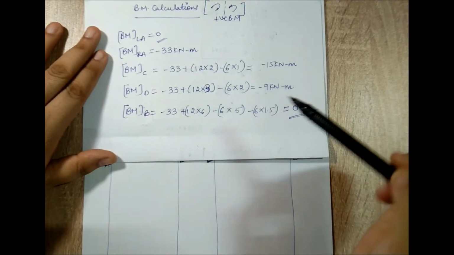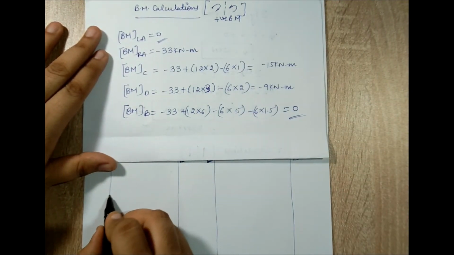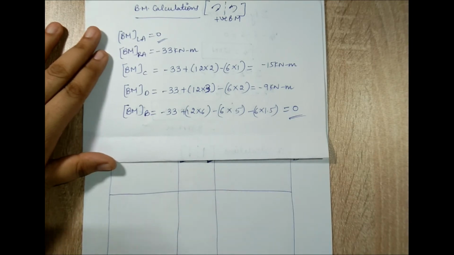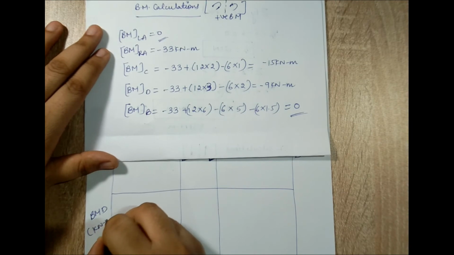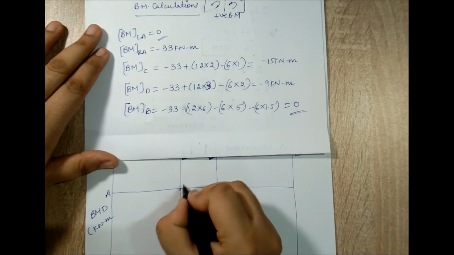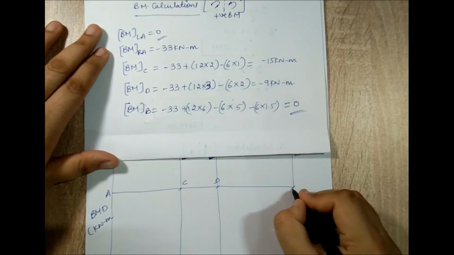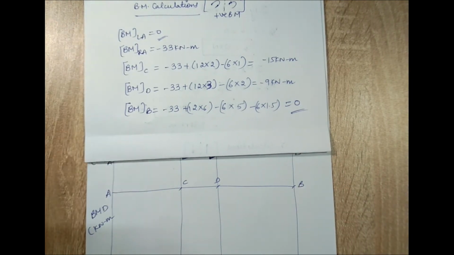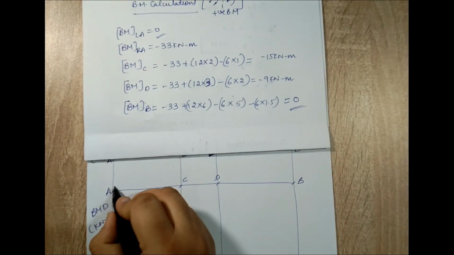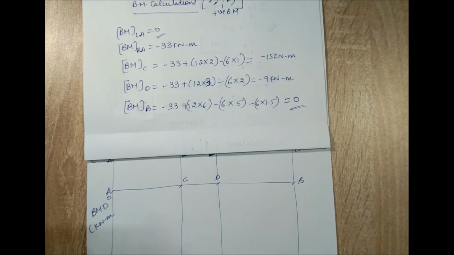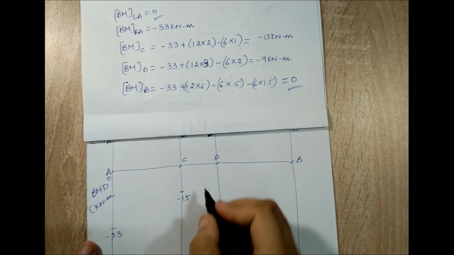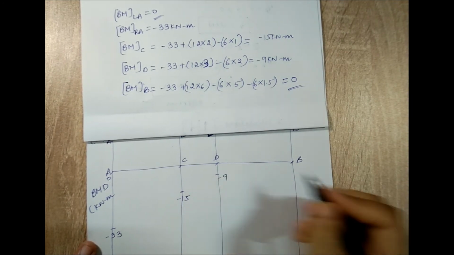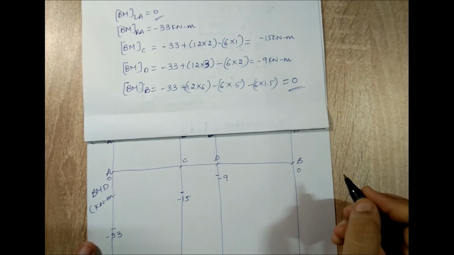This checking for every numerical is very important, that I get 0 at start and end. You can see all the values are negative, so I'll plot the line here so that I have more space below. This is my bending moment diagram in kilonewton meter. This is point A, C, D and B. I'll start with left of A, the value is 0. Right of A, the value is minus 33. For C, I have the value as minus 15. For D, the value is minus 9. And at B, the value is 0.